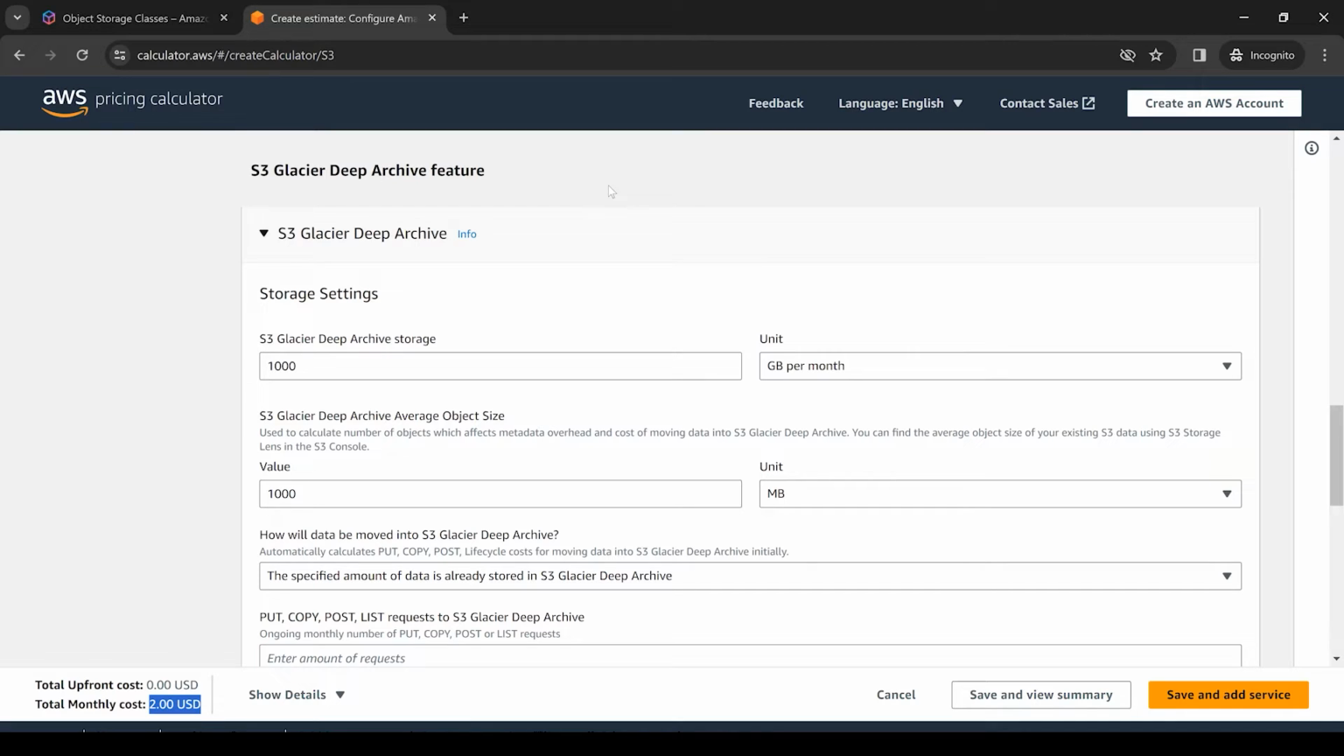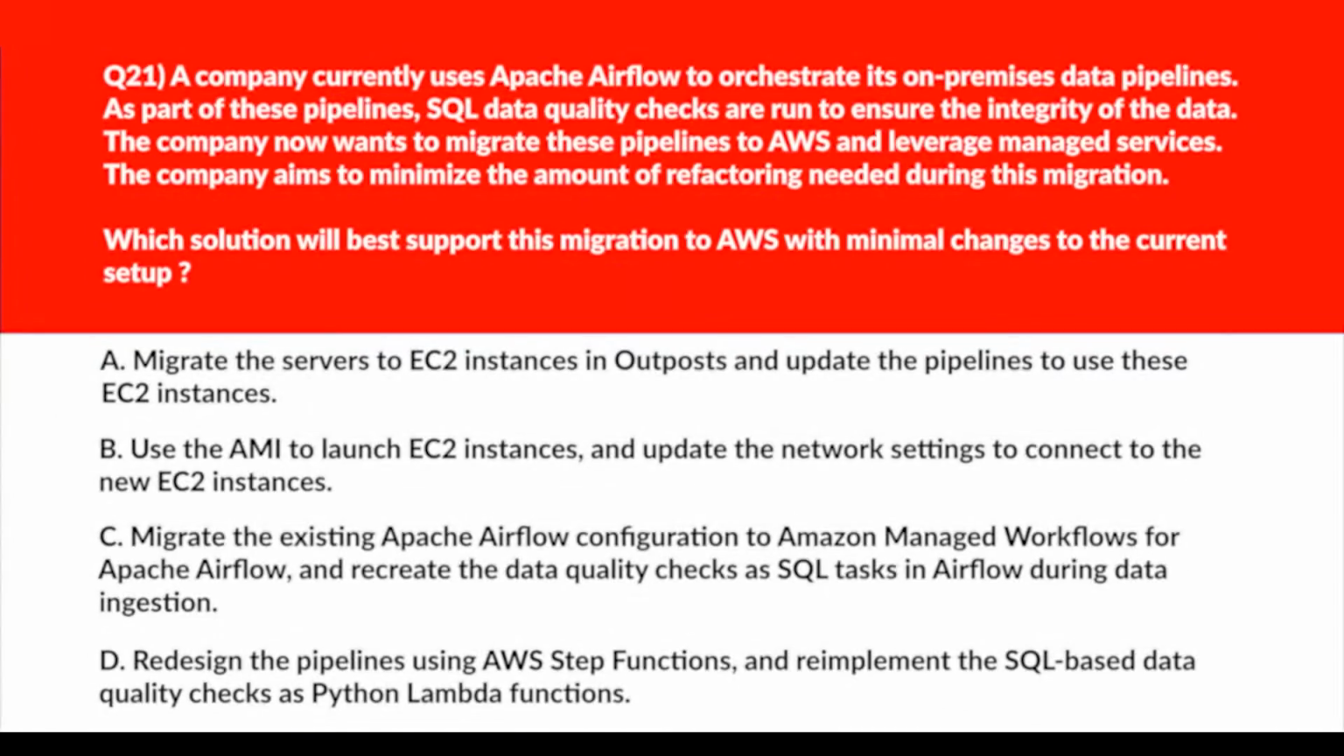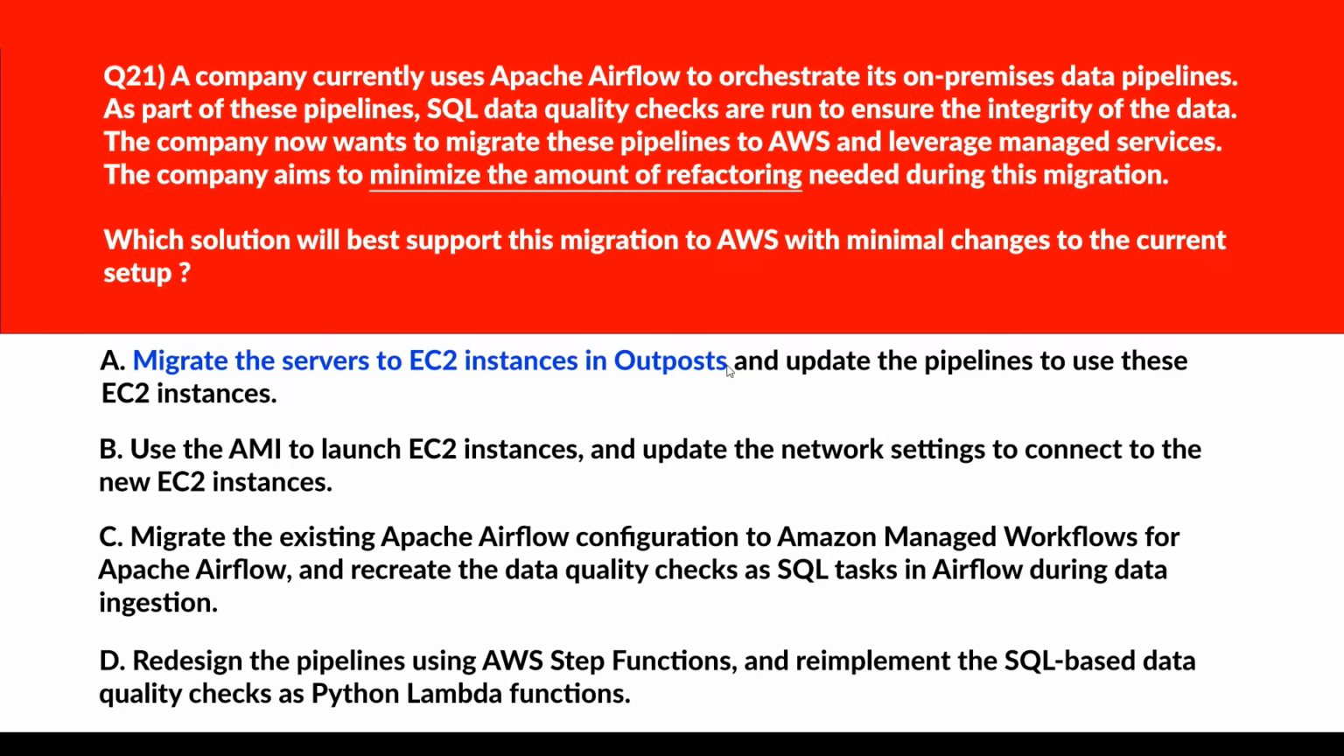So let's now do some hands-on for the architecture diagram which we have shown. Alright, let's look at this question. So first we'll look at option A. Option A says migrate the servers to EC2 instances in Outpost and update the pipelines to use these EC2 instances. Using AWS Outpost and migrating to EC2 instances would require significant changes to the infrastructure and increase operational complexity. Hence incorrect.